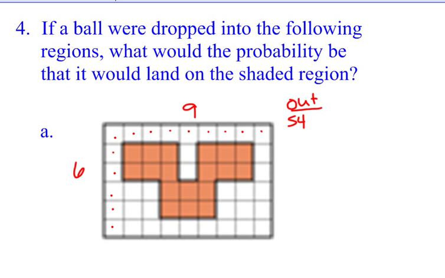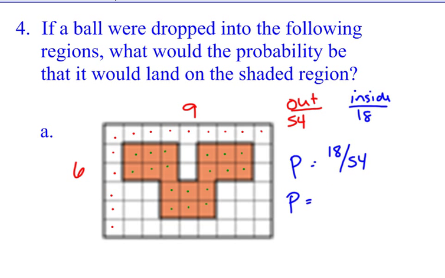And then I look at the inside. So what's the chance of me hitting the inside? I have 1, 2, 3, 4, 5, 6, 7, 8, 9, 10, 11, 12, 13, 14, 15, 16, 17, 18. So my probability of hitting the shaded region would be 18 out of my total of 54. So my inside, we said, was 18. So when I reduce that probability, the probability of me hitting the shaded region is 1/3.